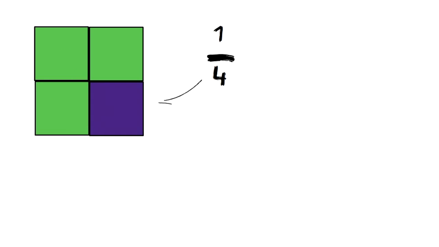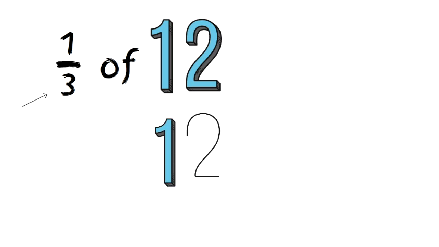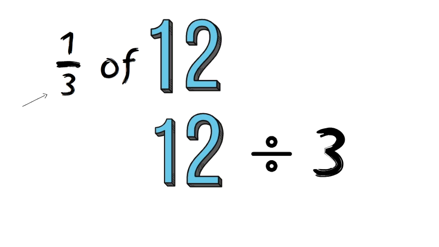By this point, your child will have been exposed to finding fractions of a shape, but they will also need to find fractions of an amount or a number, for example 12. So let's say they got asked, what is 1/3 of 12? They will need to understand that 12 is the whole and they need to split it into 3 equal parts. They will then need to recognise that this is the same as dividing 12 by 3.